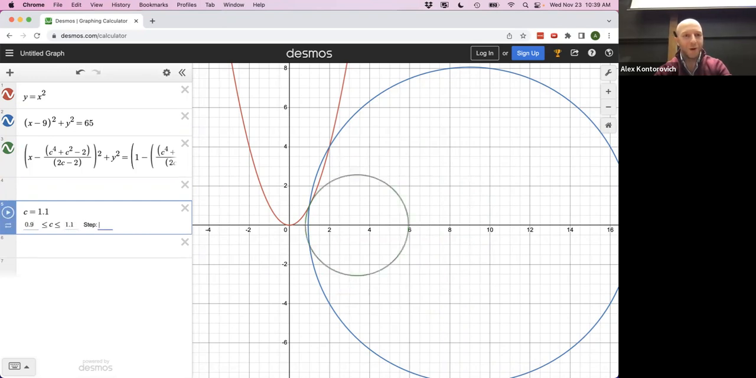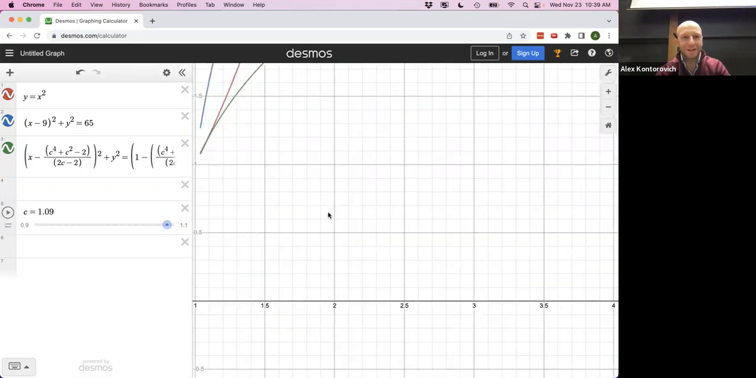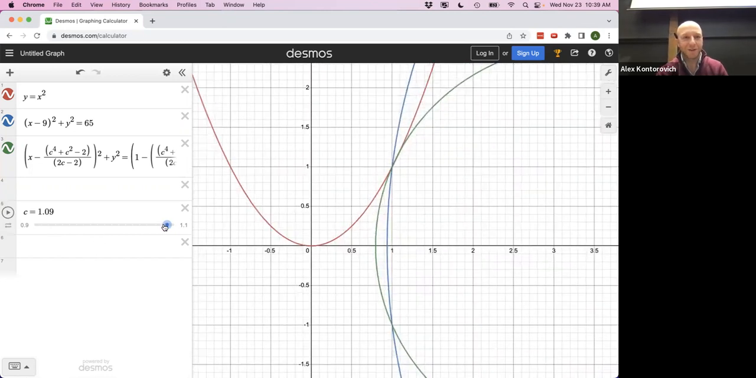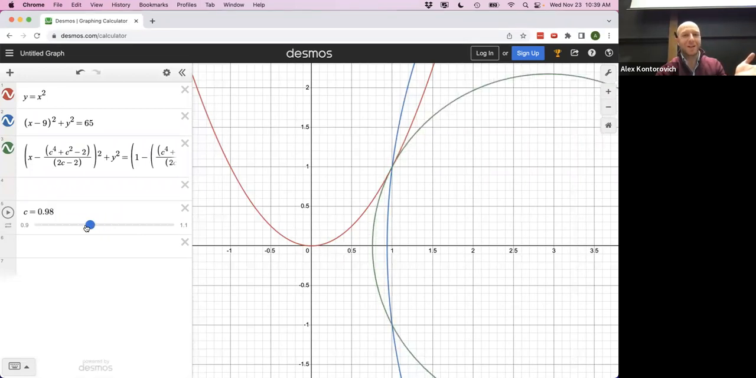c from 0.9 up to 1.1 with a step of 0.01, something like that. So now let's zoom into this. Okay, you see these green circles? You see how the green circles are getting closer and closer to being exactly tangent? And it will be exactly tangent when c is equal to 1, but then Desmos says I'm dividing by 0 and I can't do that. Okay, so that's exactly the limit we want to try to figure out.